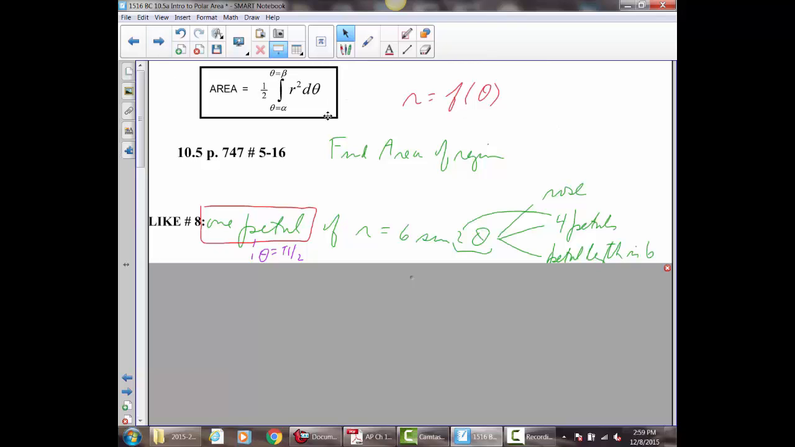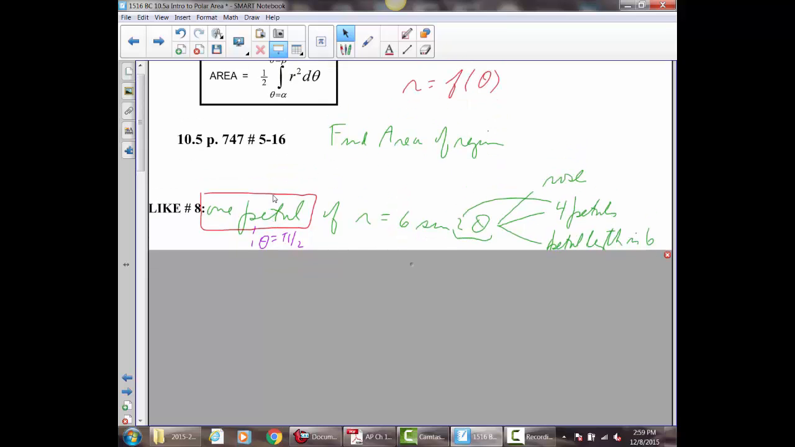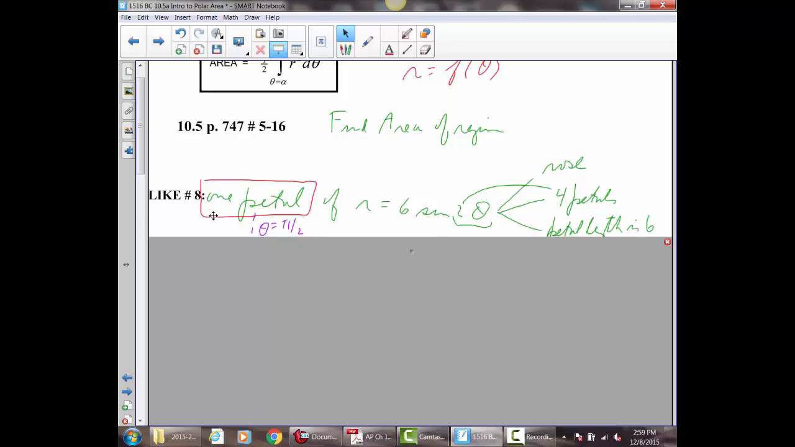So here's our formula yet again. Make sure it's from theta equals to theta equals, and don't forget the half. Find the area of the region. This is numbers 5 through 16. This is like number 8, but not quite number 8. Find the area of one petal of this rose.